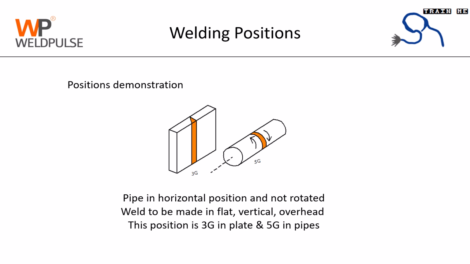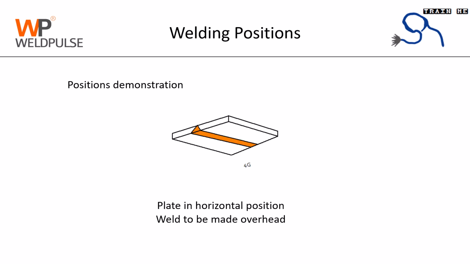Now this welding position has the pipe in horizontal position and not rotated. The weld is made in flat, vertical, and overhead. This position is 3G for plate and 5G for pipe. In 4G position, the plate is in horizontal position and an overhead weld needs to be made. This position is absent in the case of pipe.